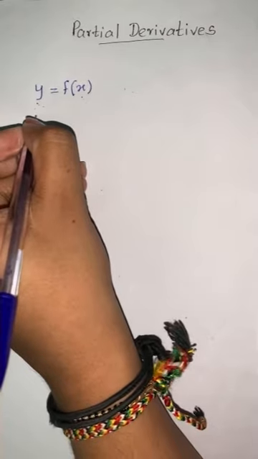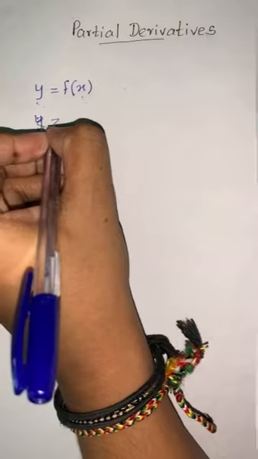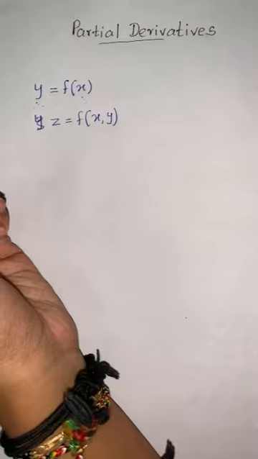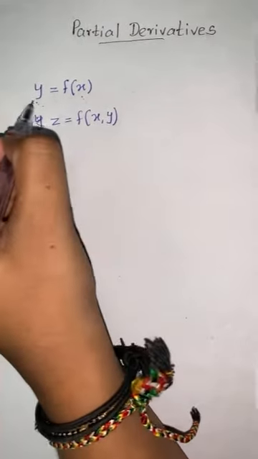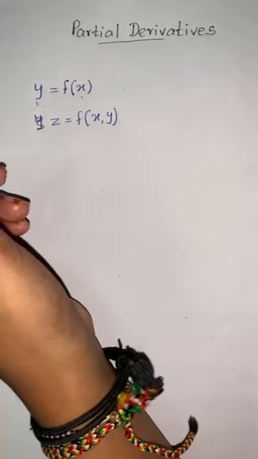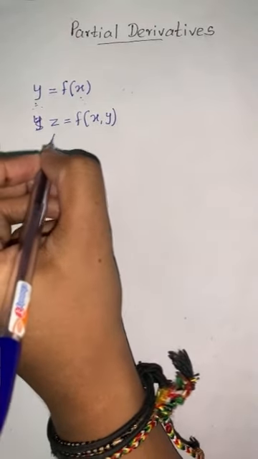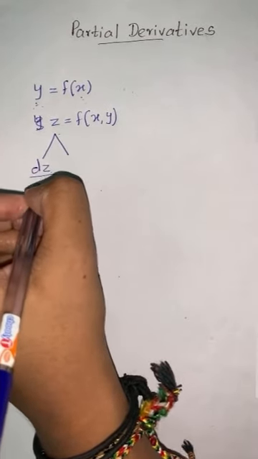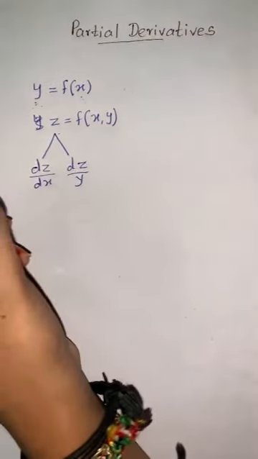Just think, if we have three variables, like z is a function of x and y. Like this function, how can we differentiate this? We already know about this. It's not that hard; it works the same way. It will have two derivatives, one with respect to x and one with respect to y.